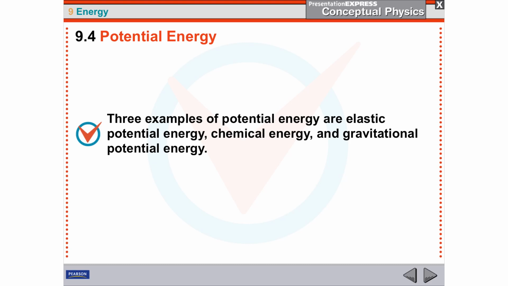Welcome back. This is section 9.4 on potential energy. This is section 8.4 in your textbook. There are three types of potential energy. Remember, potential energy is energy due to position. So position of what? There are three kinds.